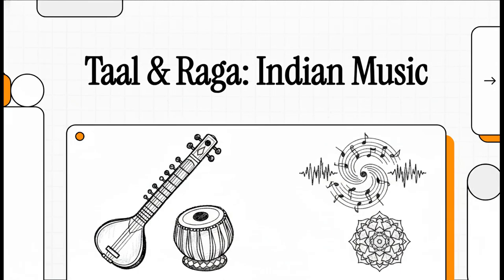Welcome to this explainer. If you've ever listened to Indian classical music and just wondered how they pull off those incredibly intricate melodies and mesmerizing rhythms, well, you're in exactly the right place. Today, we are breaking down the absolute fundamental building blocks of this ancient art form: Taal, which is rhythm, and Raga, the melody. Let's get right into it.